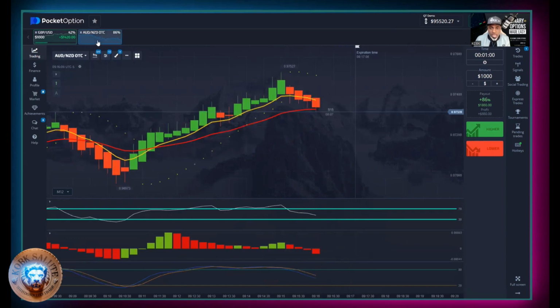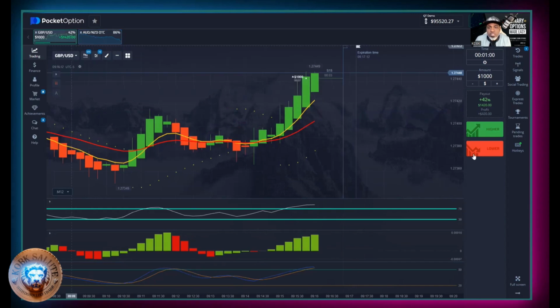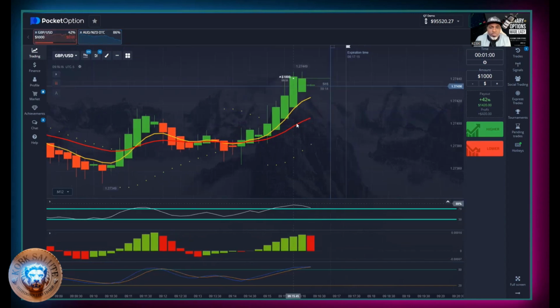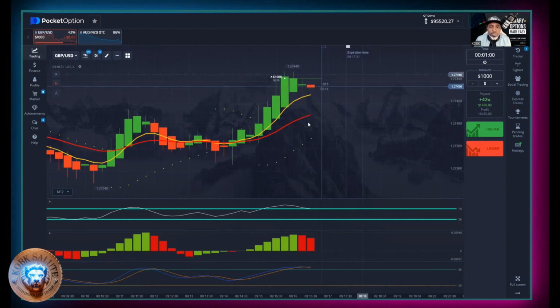So I'll try. AUD, NZD, we're waiting for that to set up. So I'll continue to take everyone on GBP, USD. I would really want to do a 1 minute candle, honestly, with a 1 minute time frame for a regular pair, to be honest with you, or maybe even a 30 second candle for a 60 second time frame.